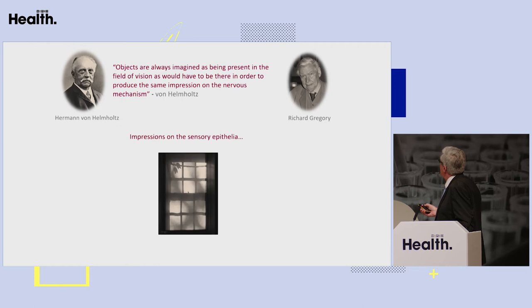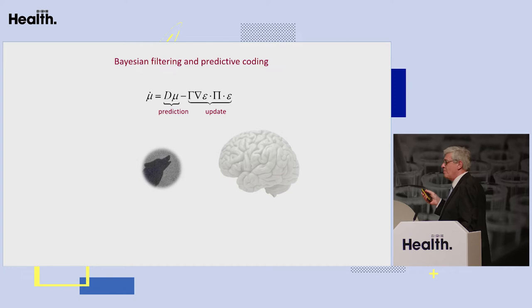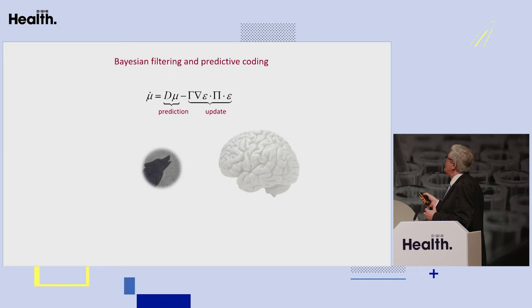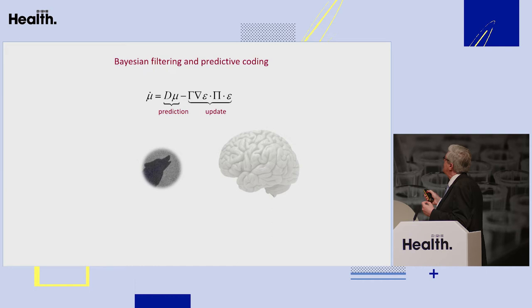So what do I mean by predictive coding? Well, I've written that down mathematically up there for those people who like the maths. It's just telling you about the rate of change of some expectations about what caused this sensory shadow that can be decomposed into some prediction. If I know what's out there, I know how it changes, that is then corrected by an update term that depends upon a prediction error weighted by its precision.